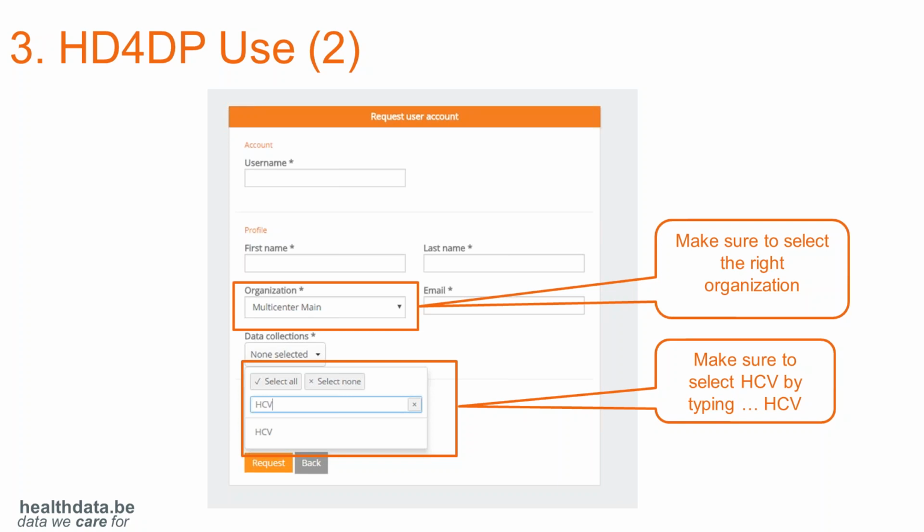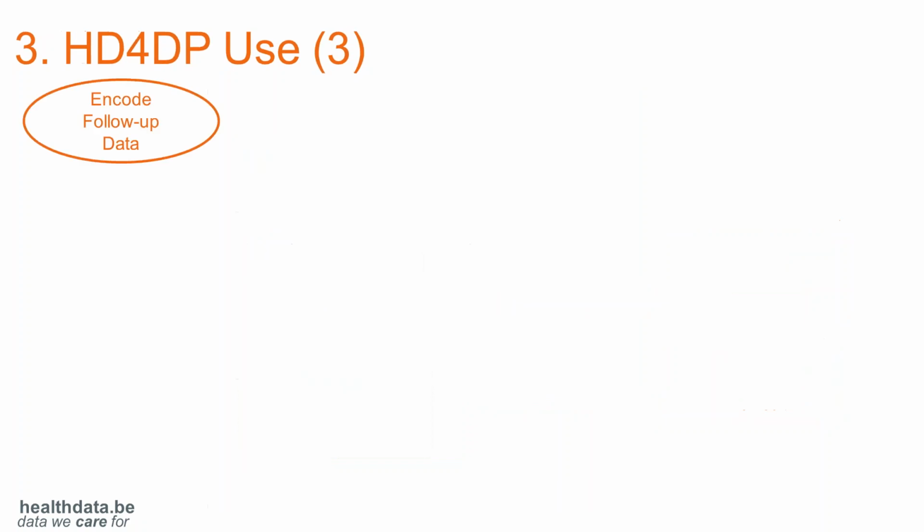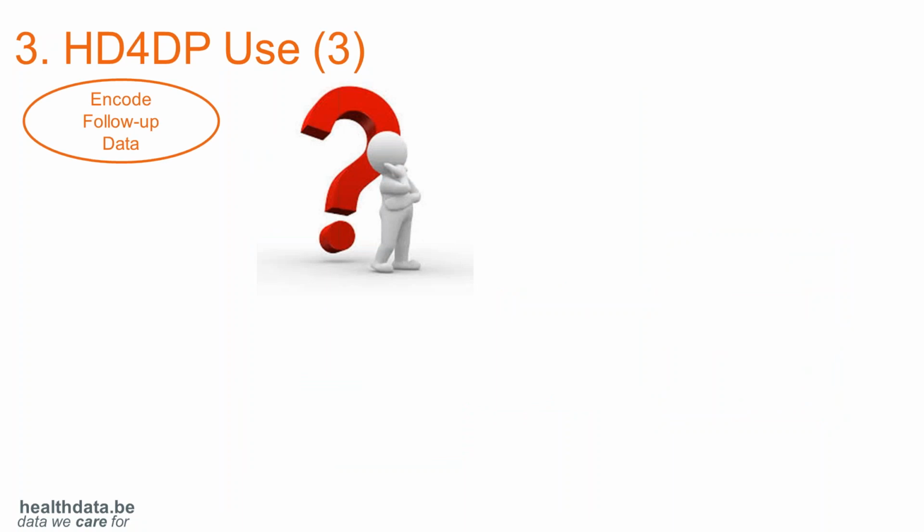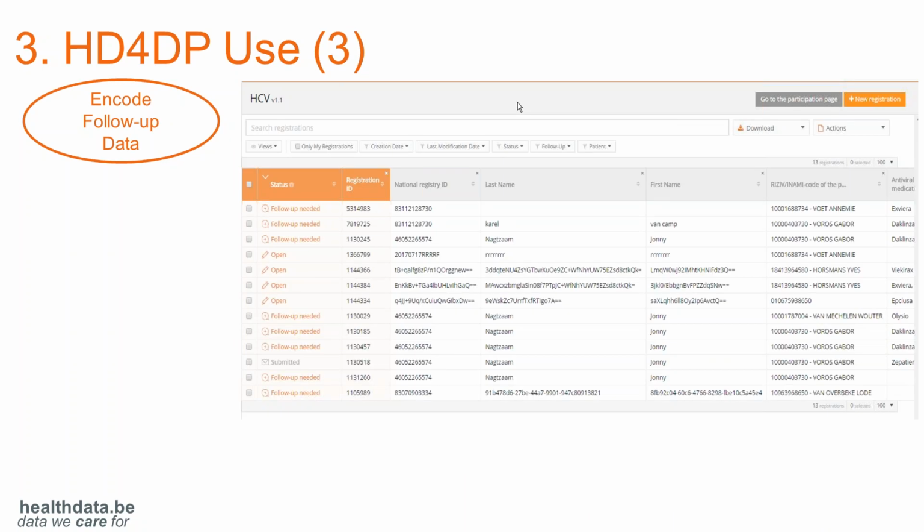Okay. So please make sure to select the correct data collection. So HCV in that case, it's really important. And then when you get your credentials, you should be able to log in and encode follow-up data. So the question now is to know, how can I encode follow-up data? So you should see this view.